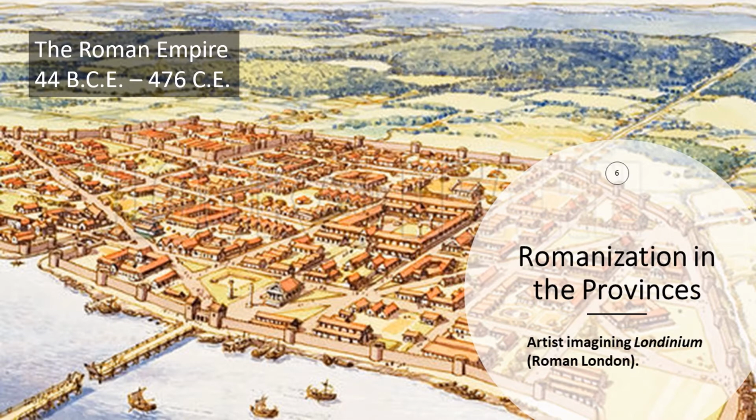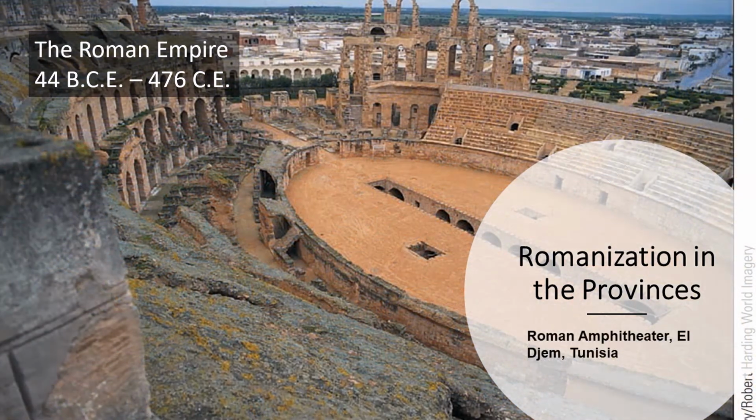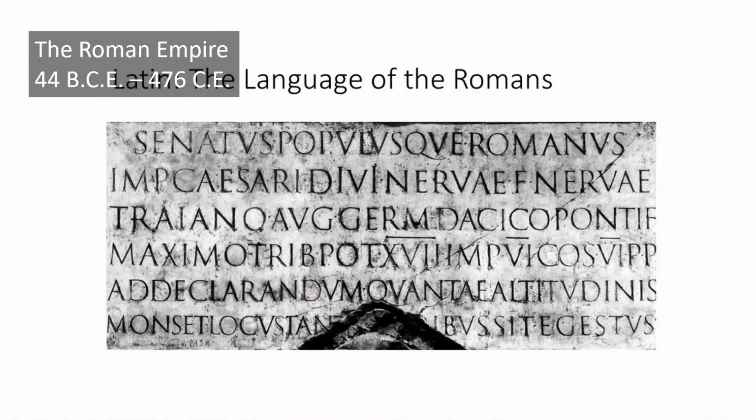So whether you were in Londinium, the Roman name for London in the far north, or Carthage in North Africa, you could still visit a public bath with indoor plumbing and hot water, or you could take in a gladiator fight in the arena. The Romans also brought their language, Latin, with them. When the Roman Empire eventually fell in the late 5th century CE, their language, laws, customs remained.